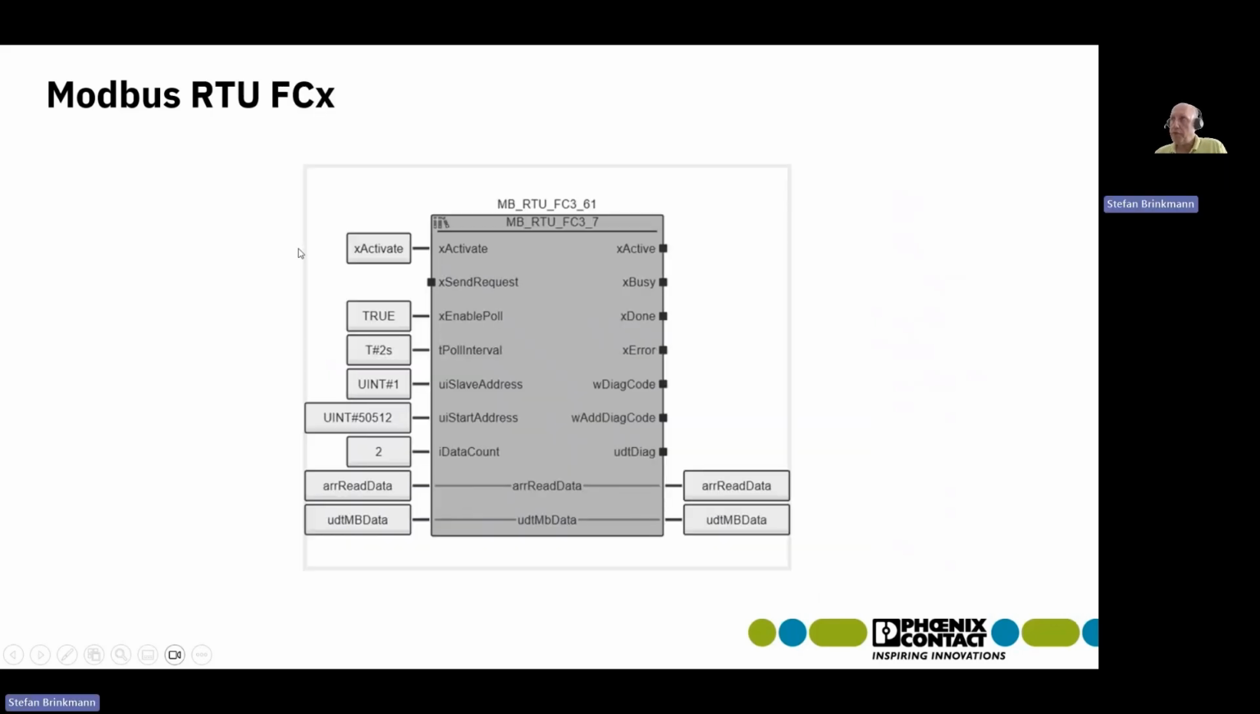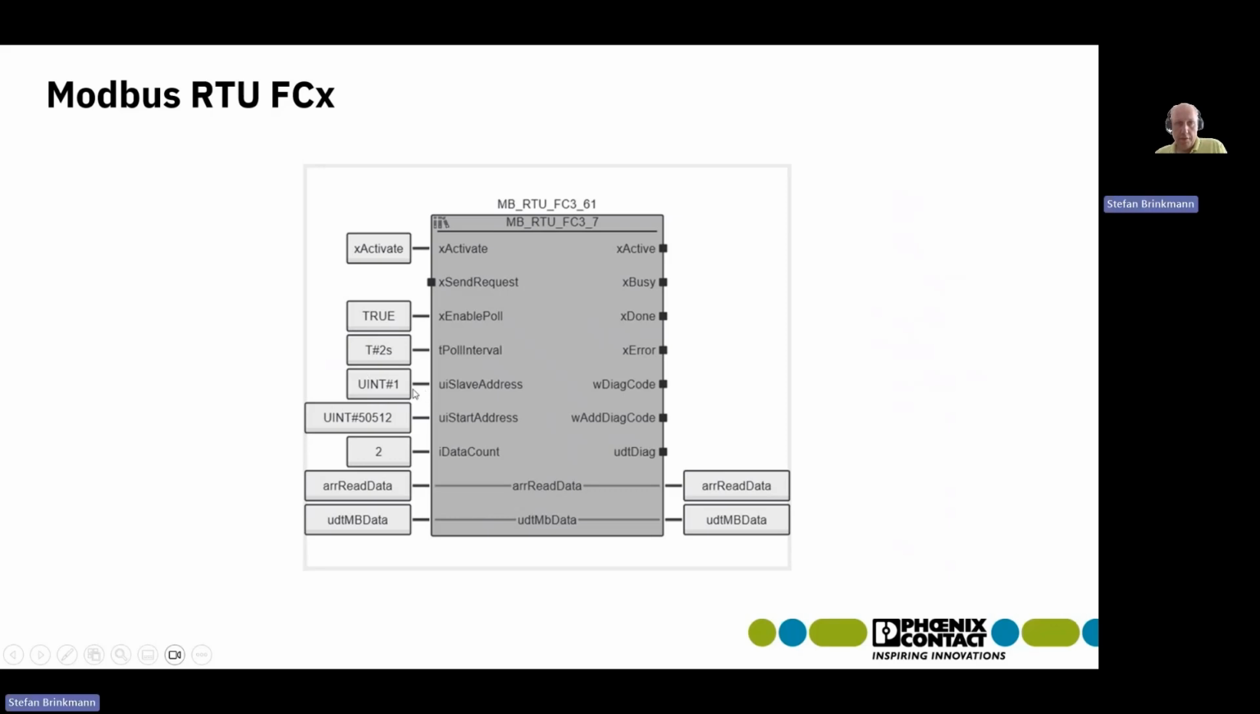And then for each function code, there is a separate function block. So in this case, it's the function code 3 function block, meaning reading holding registers. You can activate the function block, and now you have the option to send a request. So you can manually trigger the reading process, or you can enable the poll mode, and then you can specify an update time, so it's cyclically reading the data, like in this case.